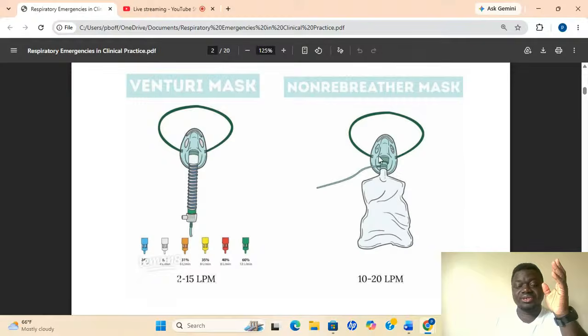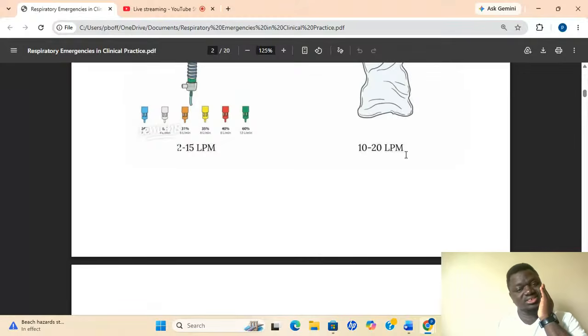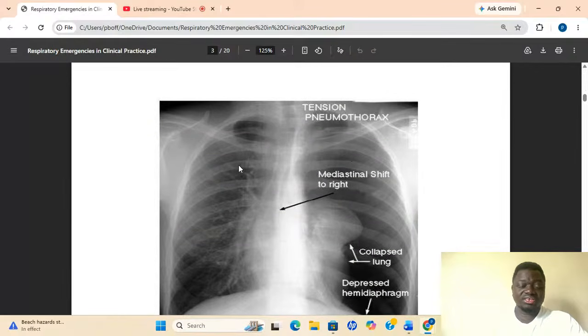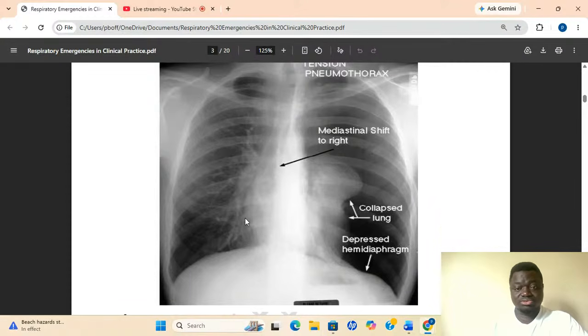Then we have the non-rebreather, with this bag under it, going up to 20 liters. We have this chest X-ray also here, showing tension pneumothorax, with the collapsed lung, the diaphragm going down at this side, and then mediastinal shift, also going here.